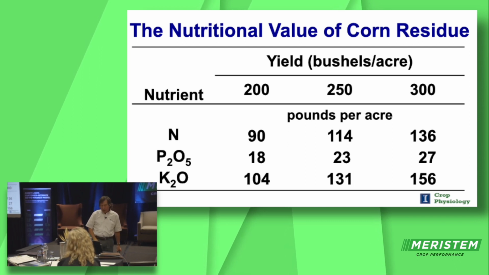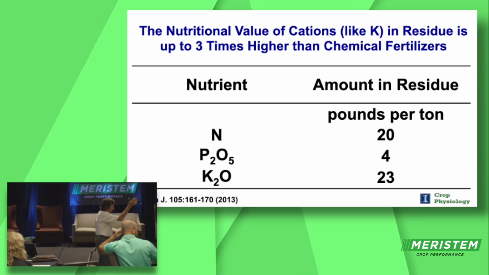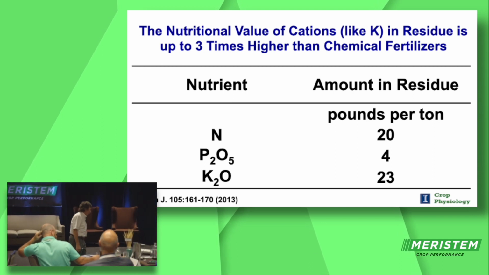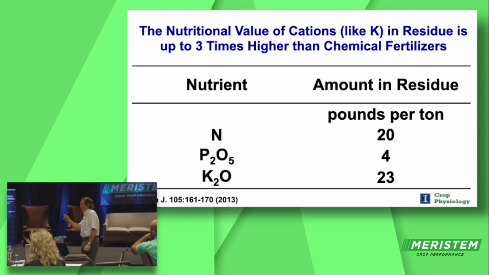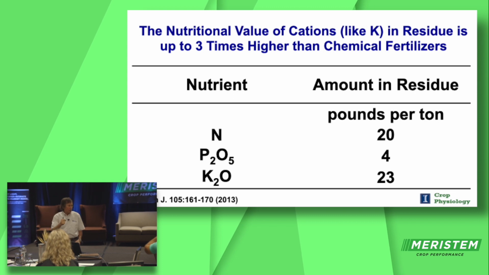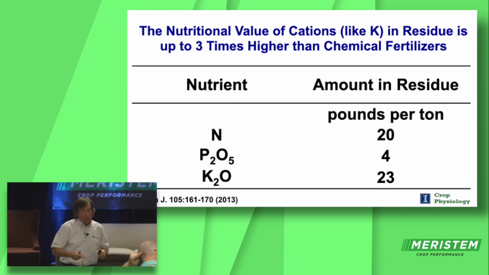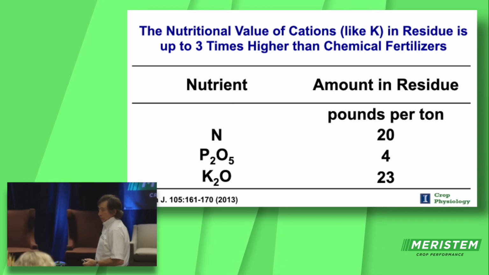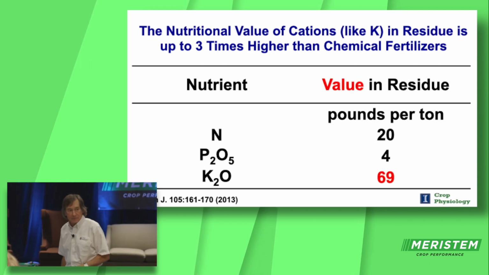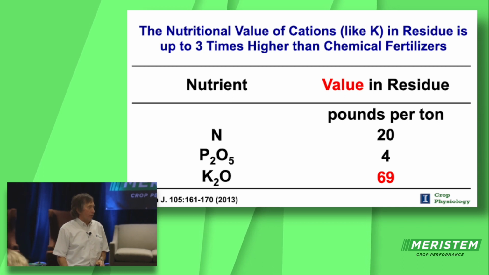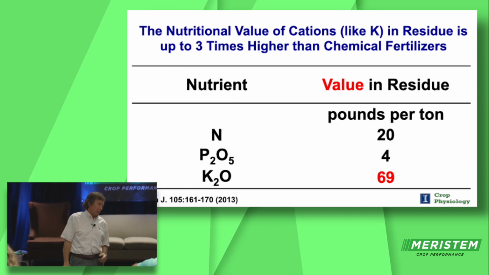So I want to come back to this, and I'll go back to the pounds in each ton. And I'm going to tell you something. Larry alluded to this out on the tour today, kind of stole my thunder. But one thing I will tell you is that if you have a cation in stover, potassium's a cation, this would be true of calcium or magnesium or zinc or any cation. So I did the math here for potassium. And I said, okay, what's 3 times 23 pounds per ton? And it's 69. 69 pounds for the value of potassium per ton. How am I going to get the full nutritional value of my stover?